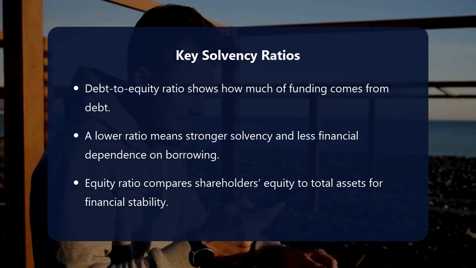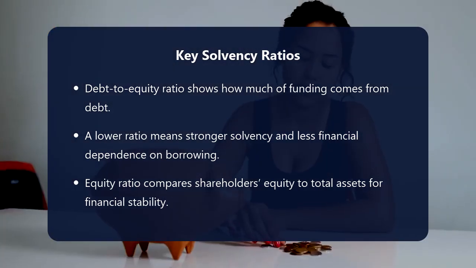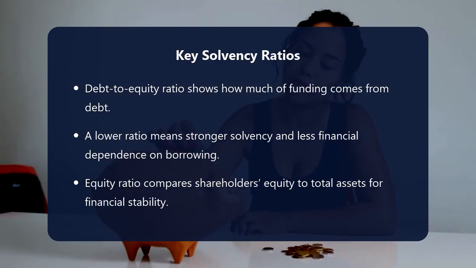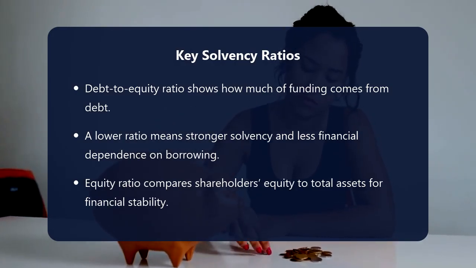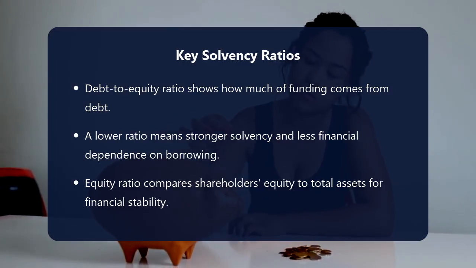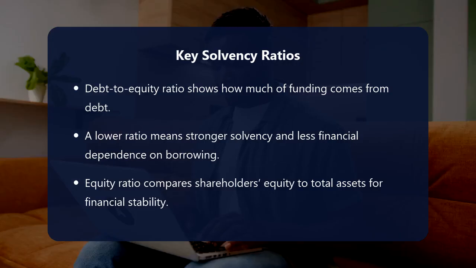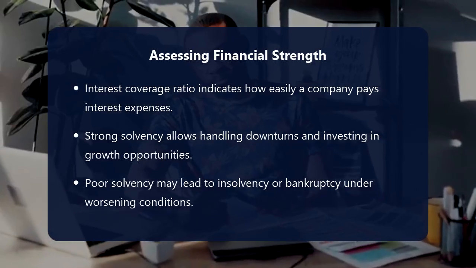Another helpful measure is the equity ratio, which compares shareholders' equity to total assets. A higher equity ratio indicates that the company is financing its operations more through its own funds rather than debt. The interest coverage ratio is also used to assess solvency, as it shows how easily a company can pay interest expenses from its earnings before interest and taxes.